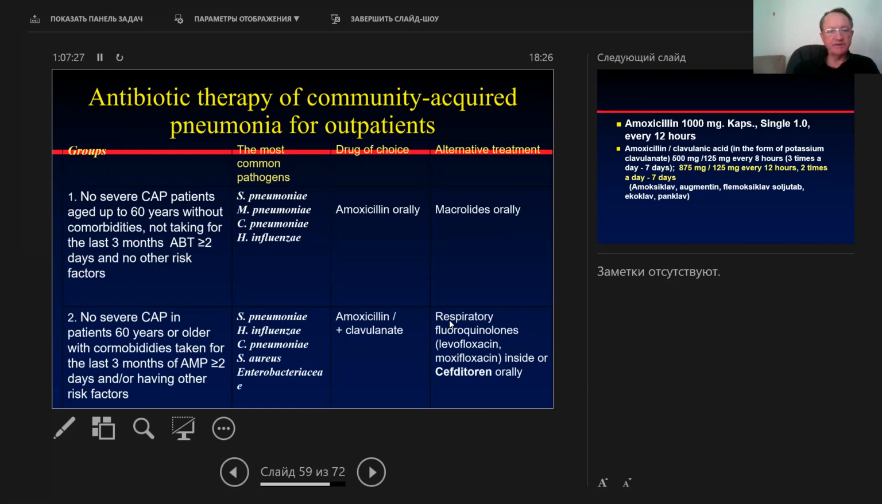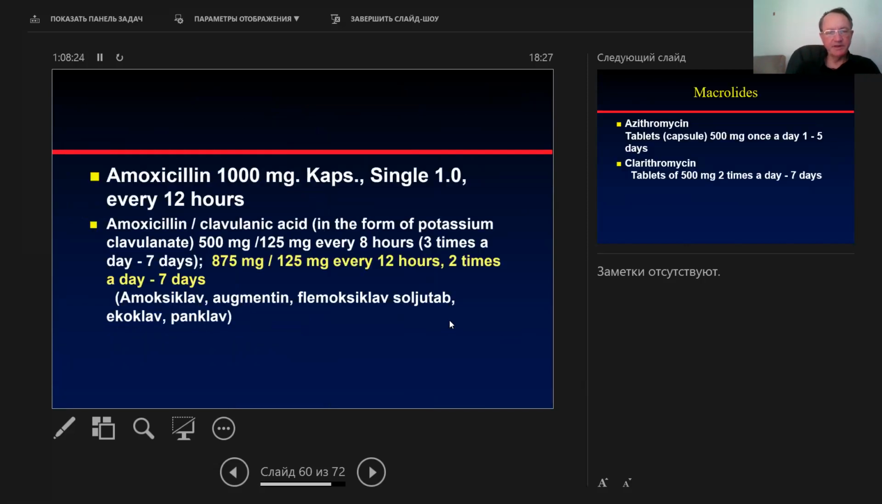The second group is non-severe community-acquired pneumonia in patients 60 years of age or older, with comorbidities, who took antibiotic therapy in the last 3 months, and having other risk factors. The pathogens are the same, but Staphylococcus aureus is possible, and Enterobacteria also, but in few cases. We should prescribe enzyme-protected amoxicillin, amoxicillin with clavulanic acid, and as alternative treatment, respiratory fluoroquinolones, levofloxacin, moxifloxacin, or cefditoren, a third generation cephalosporin, orally. For example, amoxicillin 1000 mg every 12 hours.